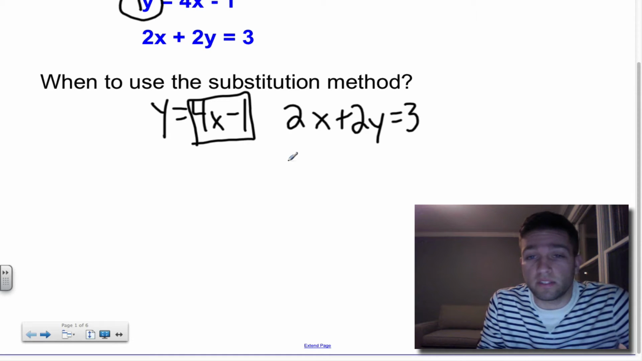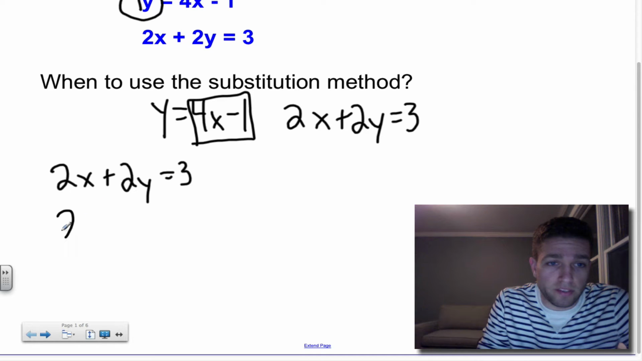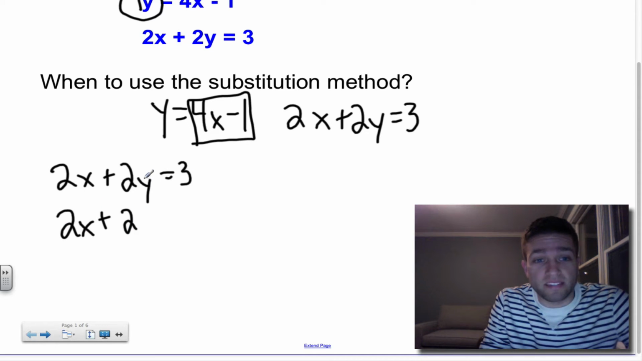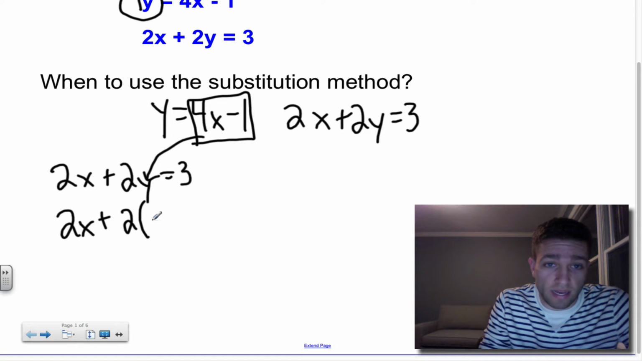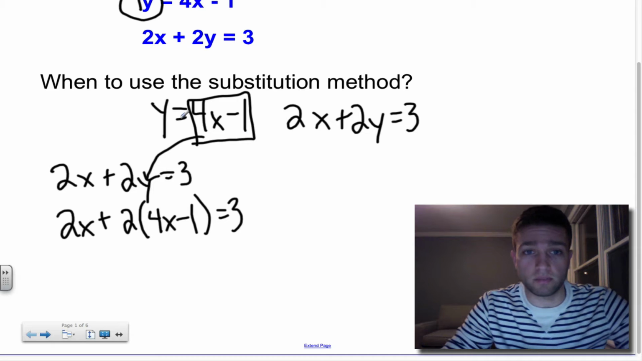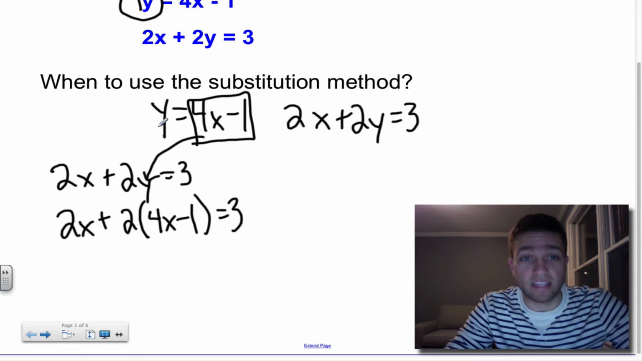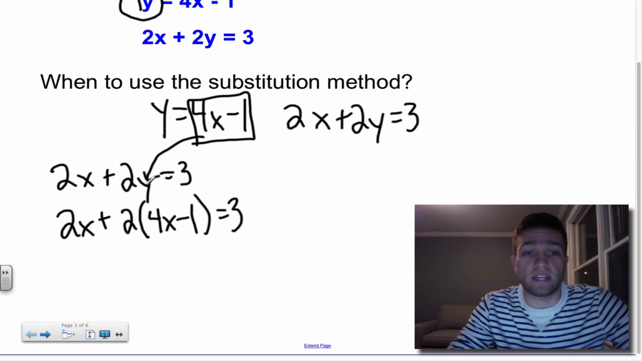So what this is now going to look like is 2x plus 2, but instead of y, since I know that y equals 4x minus 1, I'm going to plug that in right here into the equation. So instead of y, I'm going to use 4x minus 1 equals 3. Take a look at what we just did. Pretty simple. We have an equation that's telling us that y equals 4x minus 1. I know what y equals, even though it looks kind of funky, it's an equation. But because I know what it equals, I can plug it in for y in the other equation.